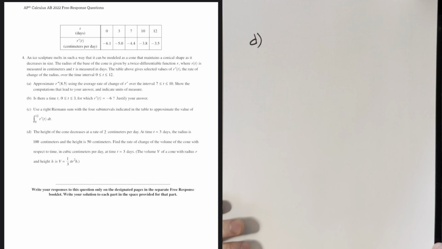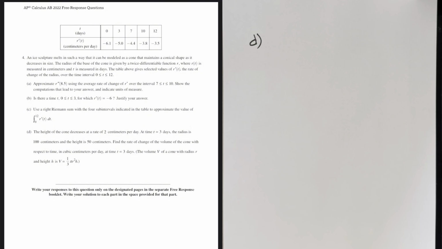So part D says the height of the cone decreases at a rate of 2 centimeters per day. At time t equals 3, the radius is 100 centimeters and the height is 50 centimeters. Find the rate of change of the volume of the cone with respect to time in cubic centimeters per day at time t equals 3 days.